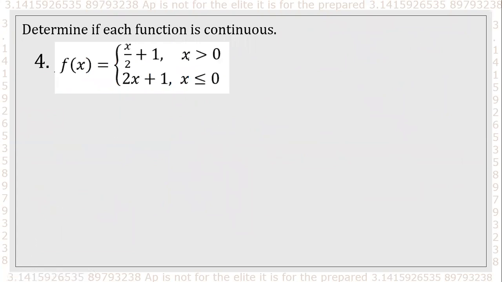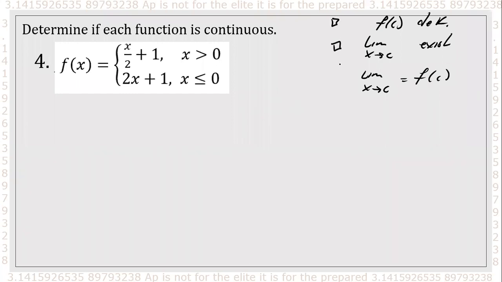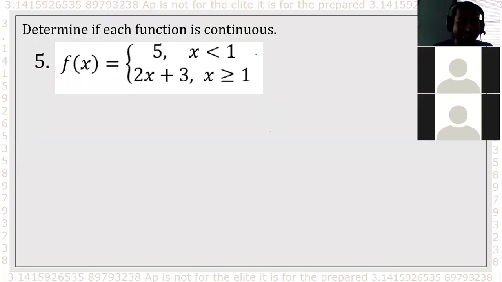All right, go ahead and try this one, guys. Find out if it's continuous or not. I'll go ahead and write the restrictions right here. Does f of c, is it defined? Does the limit as x approaches c exist? And is the limit as x approaches c equal to f of c? So find out if these all check out. I'll give you about 2 minutes. Sounds good. Go ahead and try this one.